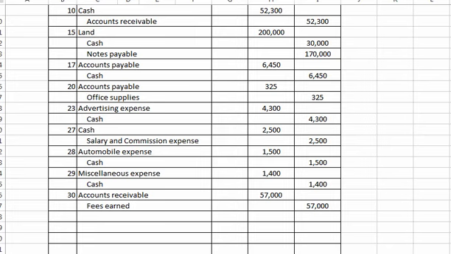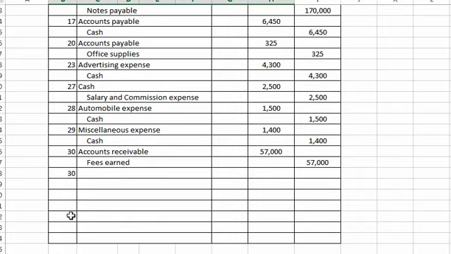Then I'll look for what did they pay. Well, they paid salaries and commissions for the month. So that's going to also affect salary and commission expense. This is the entry that got made by $2,500 too much last month. We corrected that here. Hopefully this month we're making it for the correct amount. So on the 30th, our two accounts affected: salary and commission expense and cash.